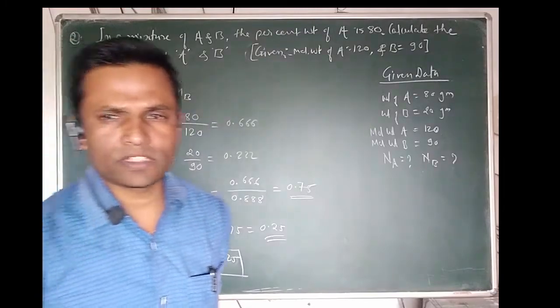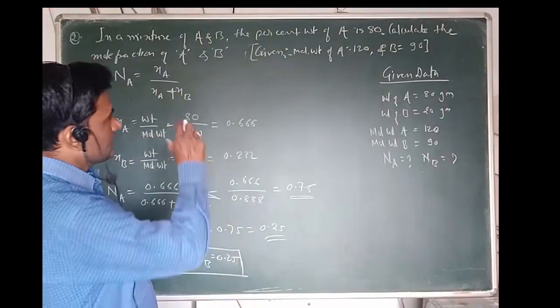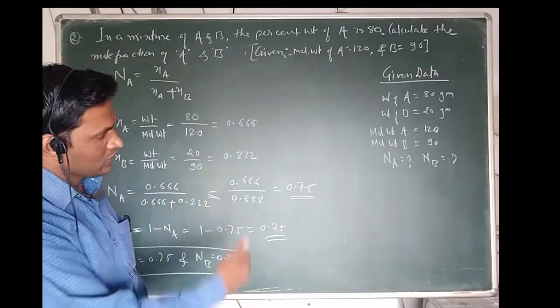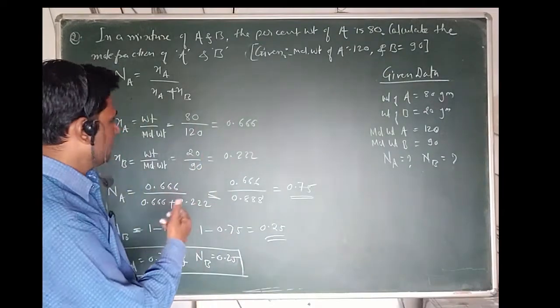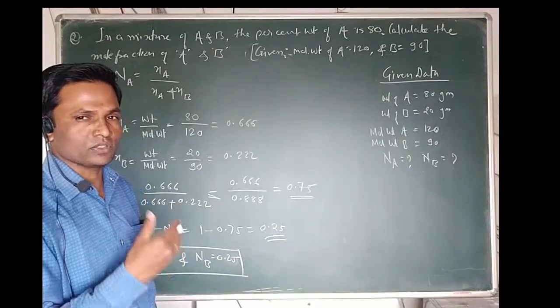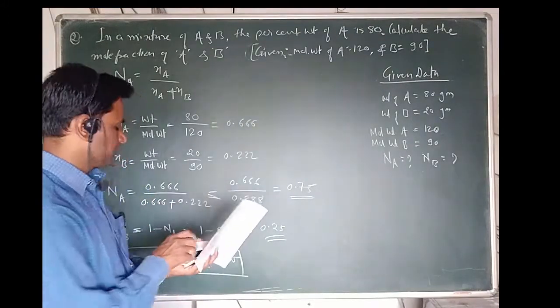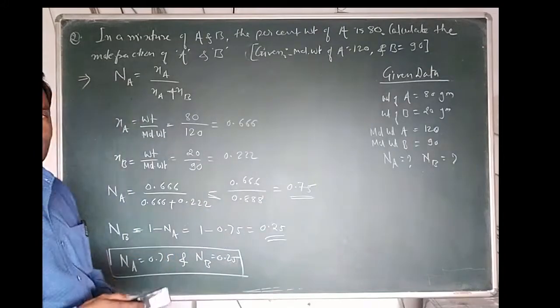So this is a very simple problem. In a mixture of A and B, the percent weights are given. So we have calculated the number of moles of A, the mole fraction of A and the mole fraction of B. Okay. Let me start one more problem.